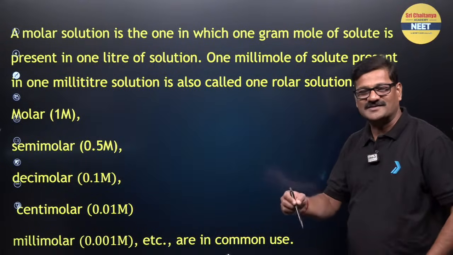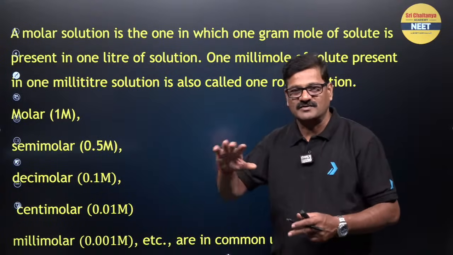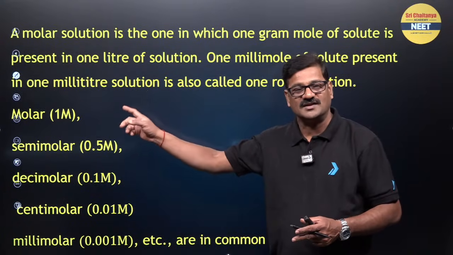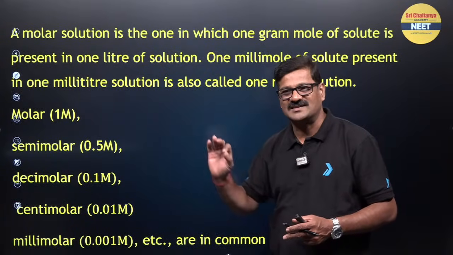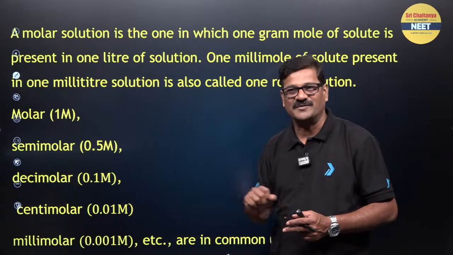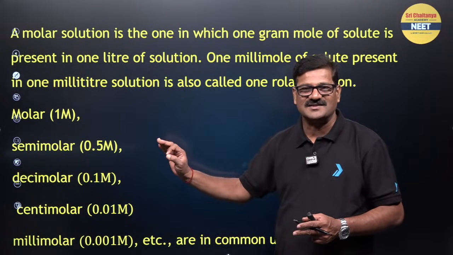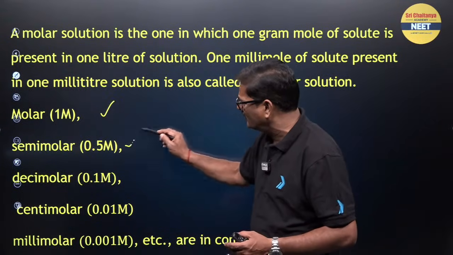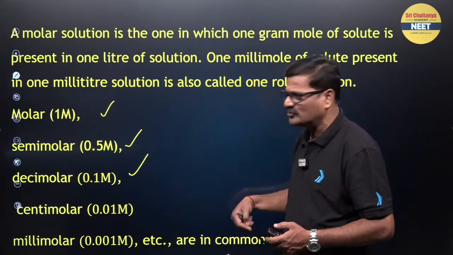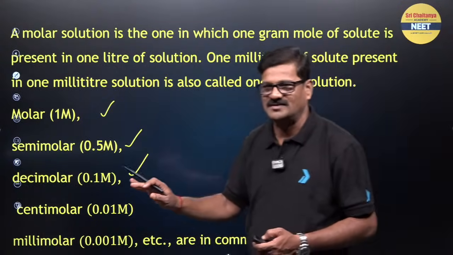In my class something special should be there. If a question says a molar solution, it means molarity is 1. A semi-molar solution says that molarity is 0.5. A decimolar solution indicates that molarity is 0.1. You need not go into detail, just use the prefixes. It's common usage, right?